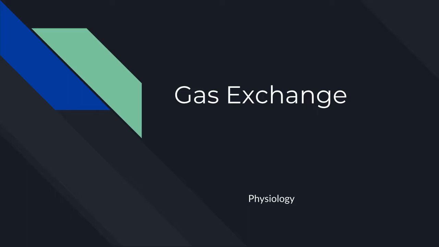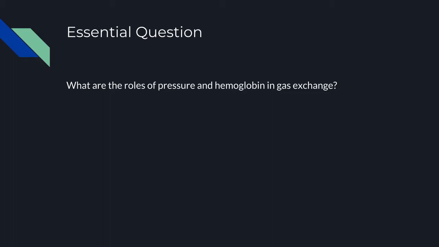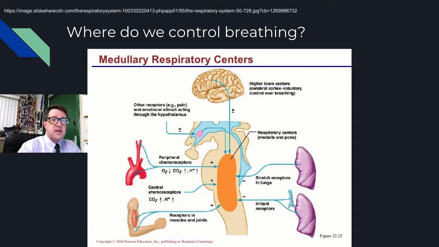We're going to continue our talk on how we breathe, and we're going to deal with the gases involved in breathing, or what we call gas exchange. In particular, we're going to look at hemoglobin and pressure and how both of those things are involved in gas exchange.